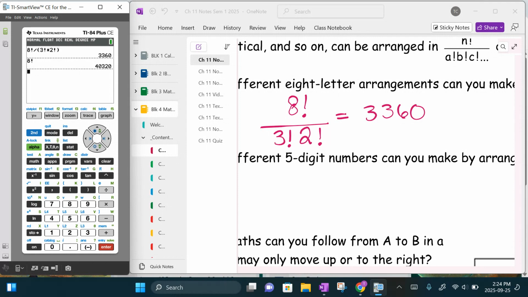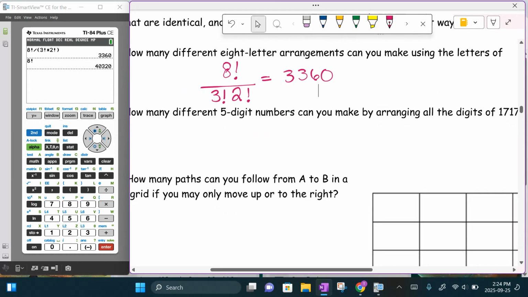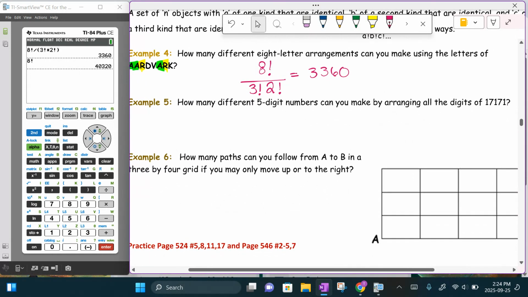All right. So this little guy here just says, how many different 5-digit numbers can you make arranging all the digits 17171? So again, how many letters are there? Again, treat them like they're all different. So 5 numbers, so 5 factorial over 3 factorial, 2 factorial.